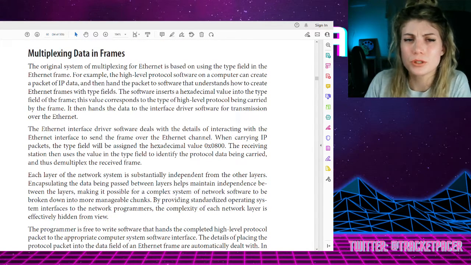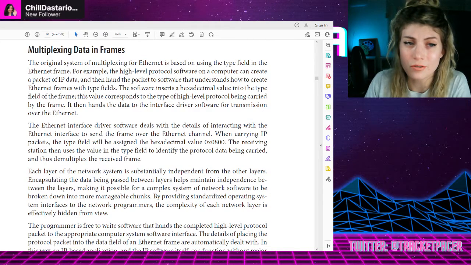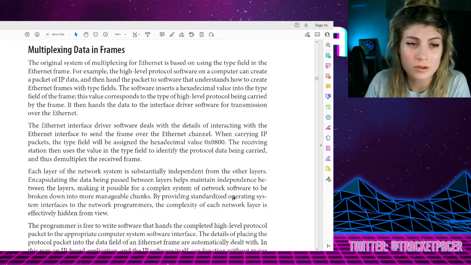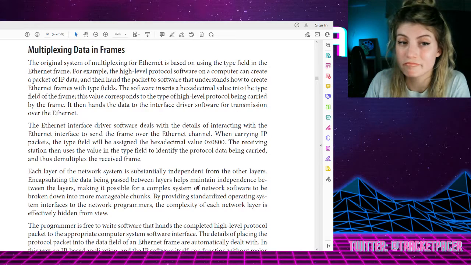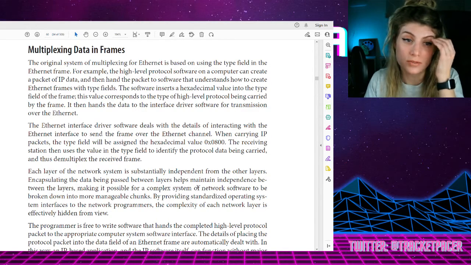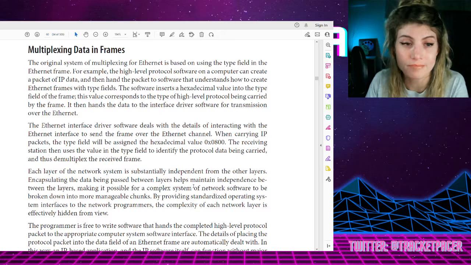The original system for multiplexing for Ethernet is based on using the type field in the Ethernet frame. For example, the high-level protocol software on a computer can create a packet of IP data and then hand the packet to software that understands how to create Ethernet frames with type fields. The software inserts a hexadecimal value into the type field of the frame. This value corresponds to the type of high-level protocol being carried by the frame.